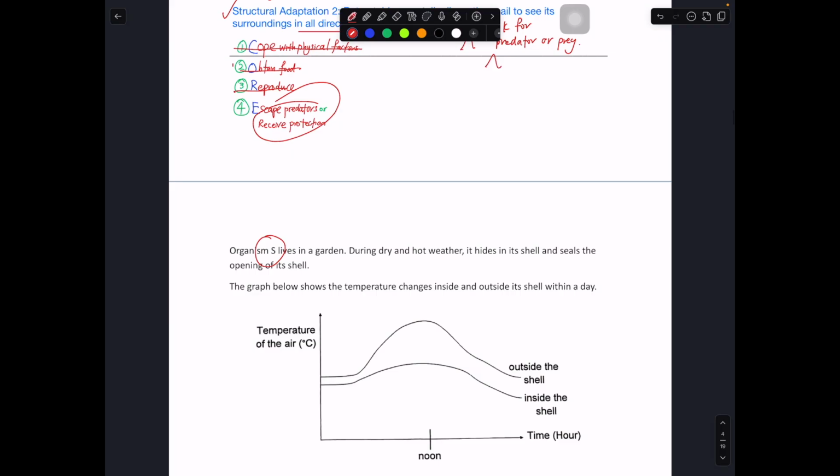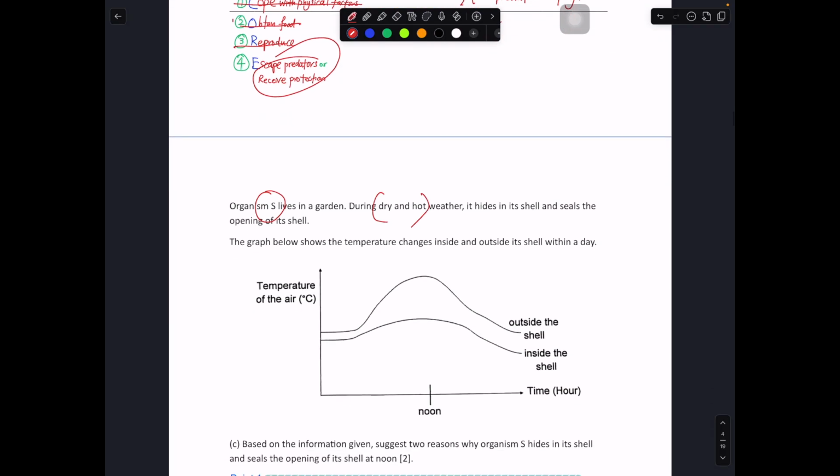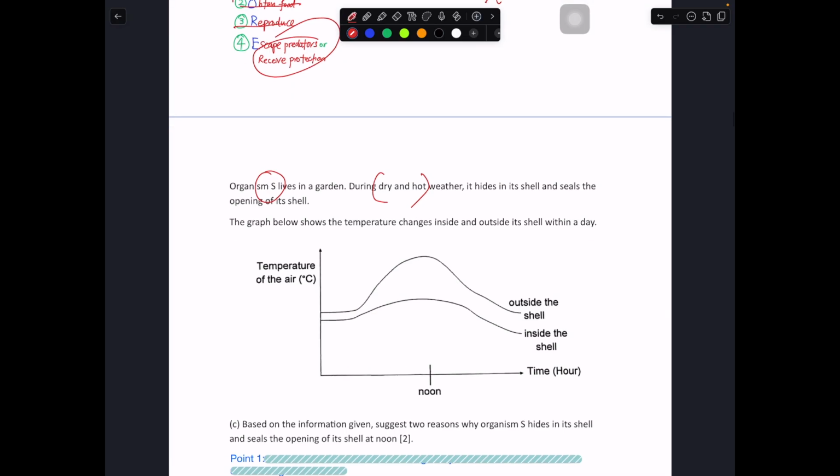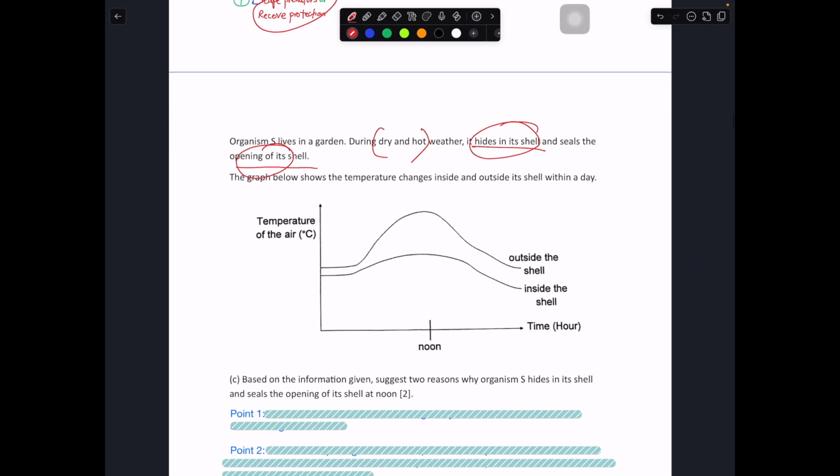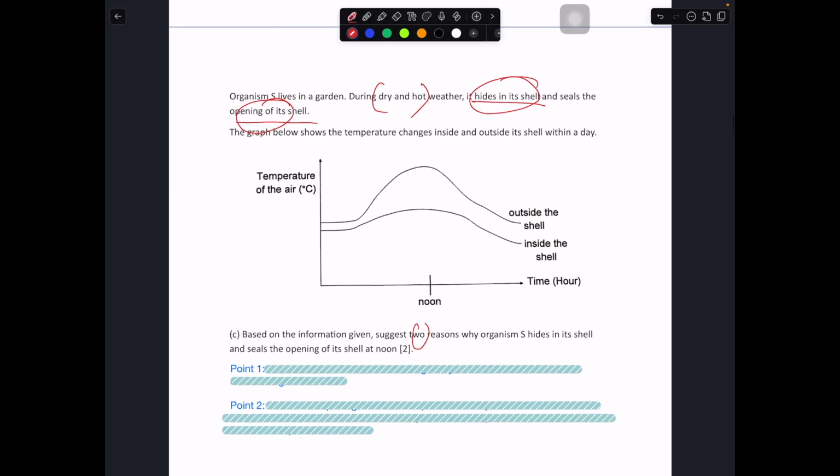The organism lives in the garden during dry and hot weather. So this is a clue already: dry and hot weather. It hides in the hard shell and seals its opening of the shell. Hide inside, seal its opening during the hot weather. The graph shows the temperature change inside and outside of a shell within a day. Based on the information given, suggest two reasons why snails hide in this hard shell and seal its opening at noon.